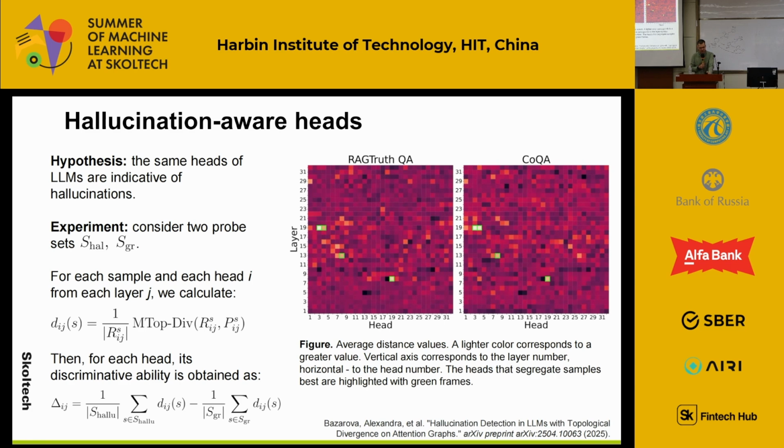Actually, it is a bit different. We say that we have some heads who know that we have a hallucination, that we have a large difference between prompt and response. And we tried to remove these heads. Actually, it was our article. We tried to remove these heads from a language model, but it actually deteriorated the quality of it.